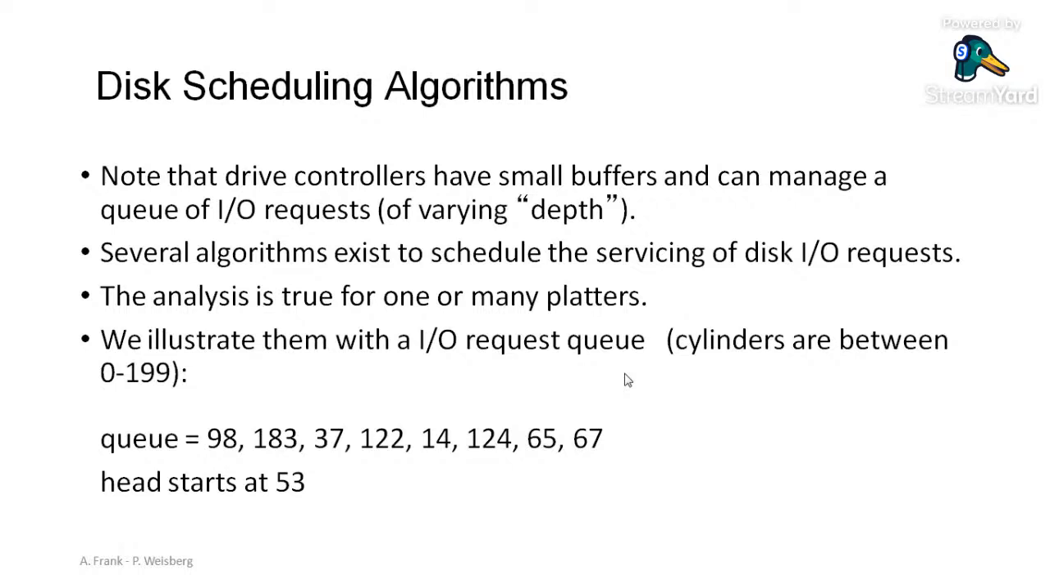For example, we have this queue: 98, 183, 37, 122, 14, 124, 65 and 67. Let us consider that this is the queue of requests that we need to address, and let us consider the head of the cylinder starts from point number 53. Note that the drive controller has a small buffer and can manage a queue of input output requests. Several algorithms exist to schedule the servicing of disk input output requests. The analysis is true for one or many platters.